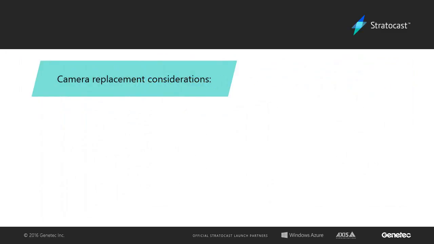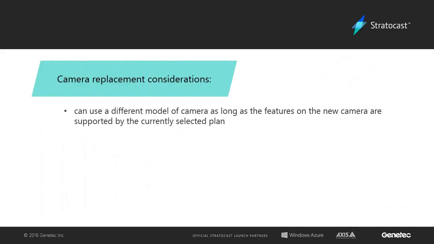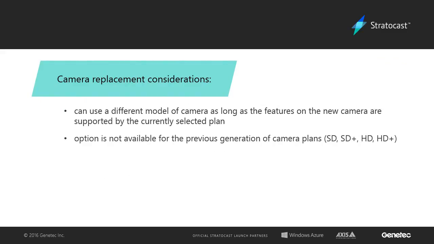When considering using the camera replacement function, there are a few things we need to bear in mind. We can use a different model of camera than the old unit with either less or more features, as long as the features on the new camera are supported by the current plan that is in use. In case the camera is using one of the previous plans, including the SD, SD+, HD, and HD Plus plans, we cannot use the replace function, and you will not see the option available for that camera.